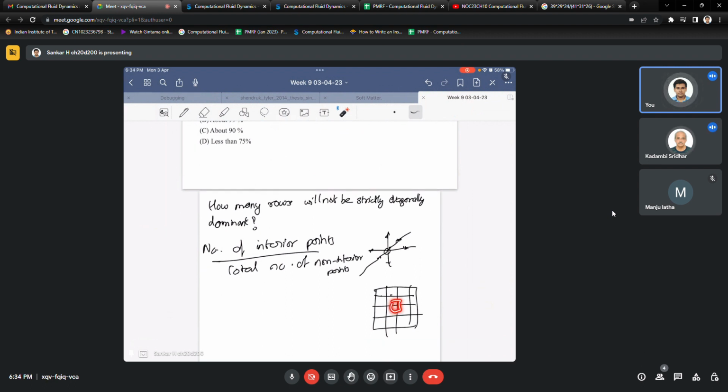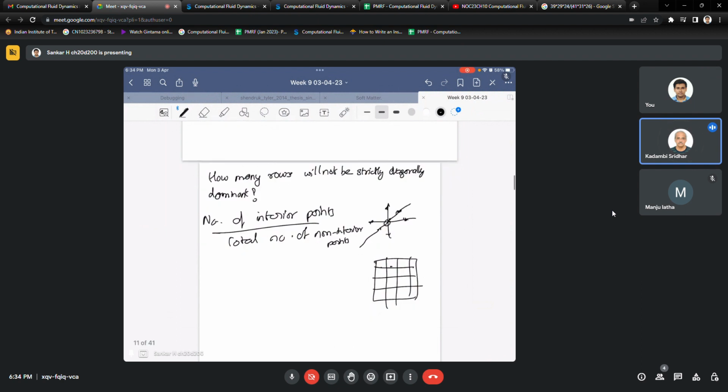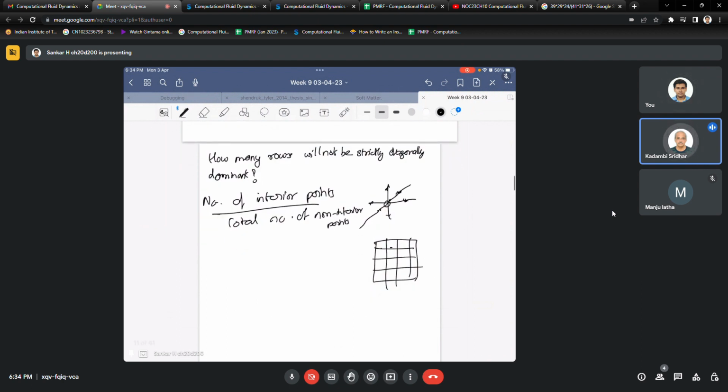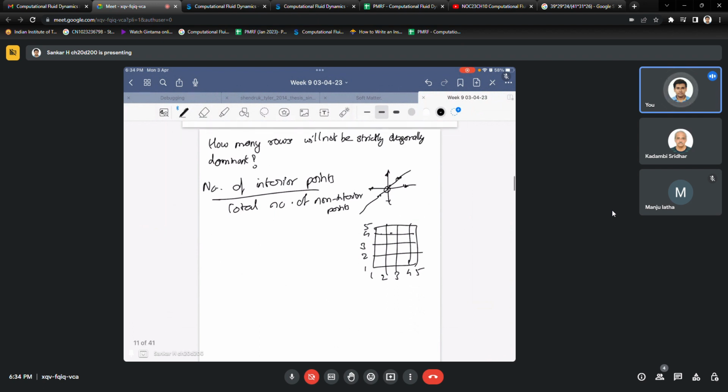No, the equation that comes with this will be strictly dominant. Here it won't be strictly dominant. I didn't get that. Why is that strictly dominant? Okay, I'll write down the equation for 1, 2, 3, 4, 5. So let's write the equation for, let's say, T22.